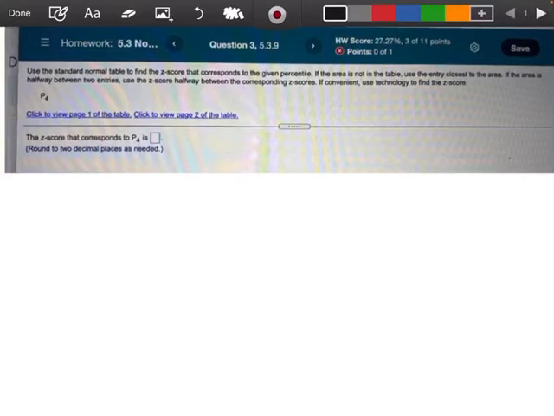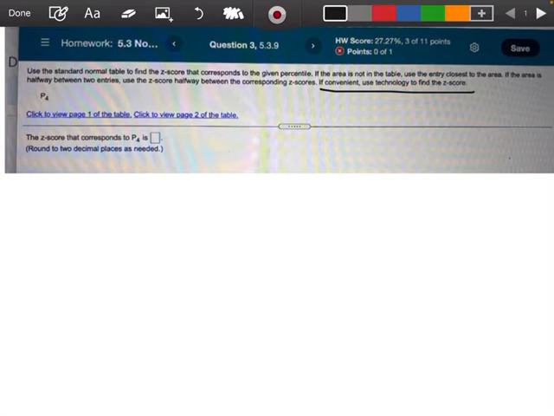All right, so this is number three out of 5.3, and the question says use the standard normal table to find the z-score that corresponds to the given percentile. If the area is not in the table, use the entry closest to the area. If the area is halfway between the two entries, use the z-score halfway between the corresponding z-scores. And it also says, if convenient, use technology to find the z-score.